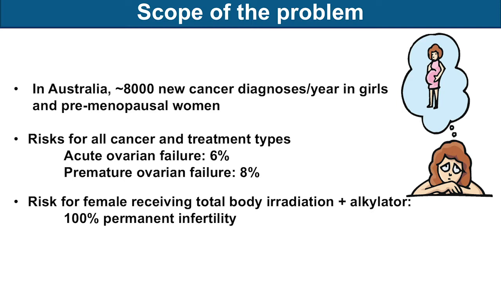And the risk of acute ovarian failure for all types of cancer and treatments is around 6%, and premature ovarian failure around 8%. But because of some of the variables that I've just talked about on the previous slide, we know that there are certain subsets of patients that are at much greater risk. For example, a young female receiving total body irradiation and an alkylator will almost certainly be infertile.